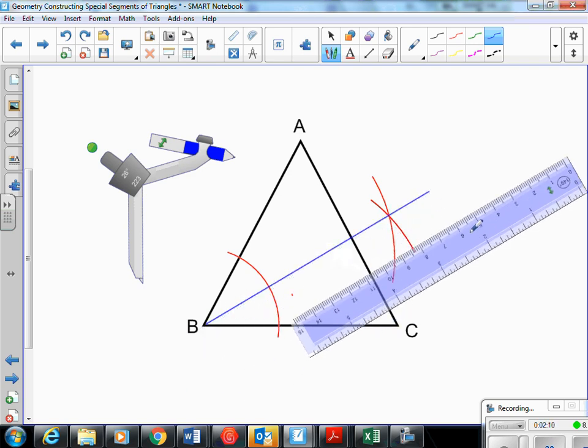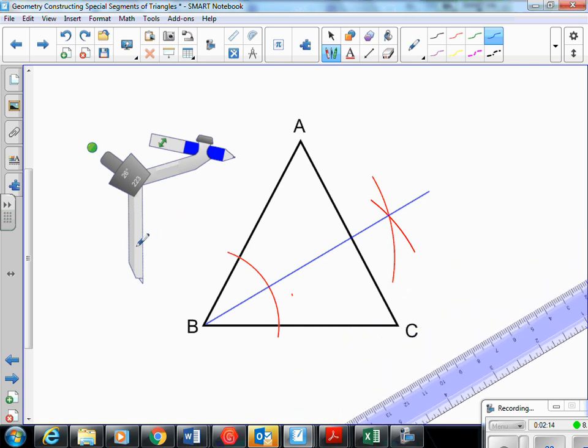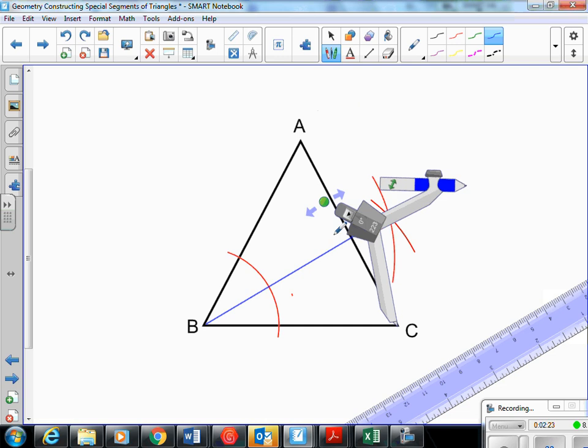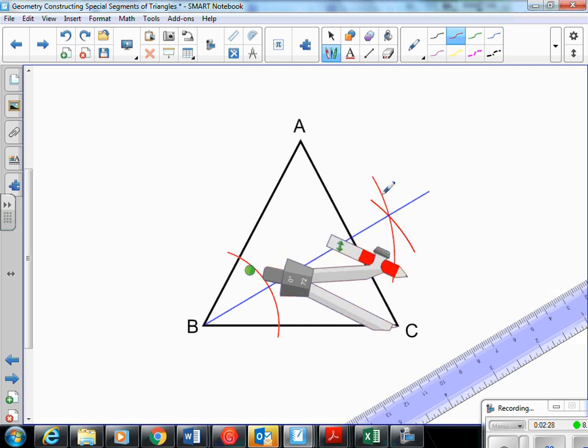On that angle bisector, then we need one more angle bisector, so I'm going to do that from angle C. So same process, just going to do it one more time. Point of our compass at point C, and make an arc that intersects this side in two places.